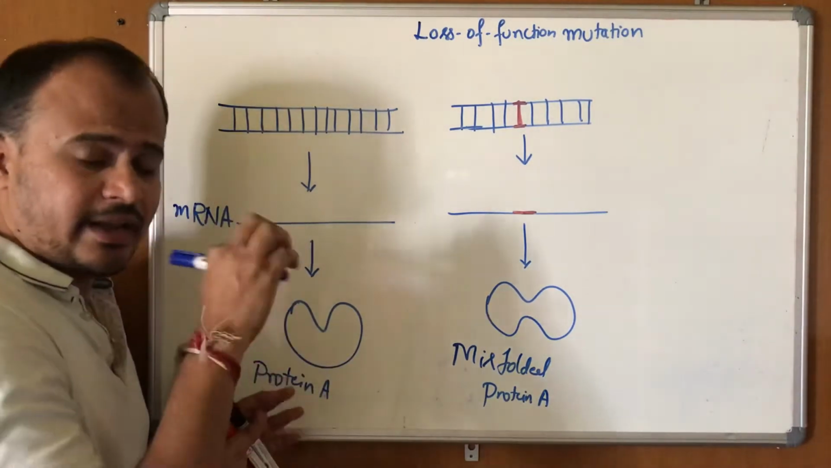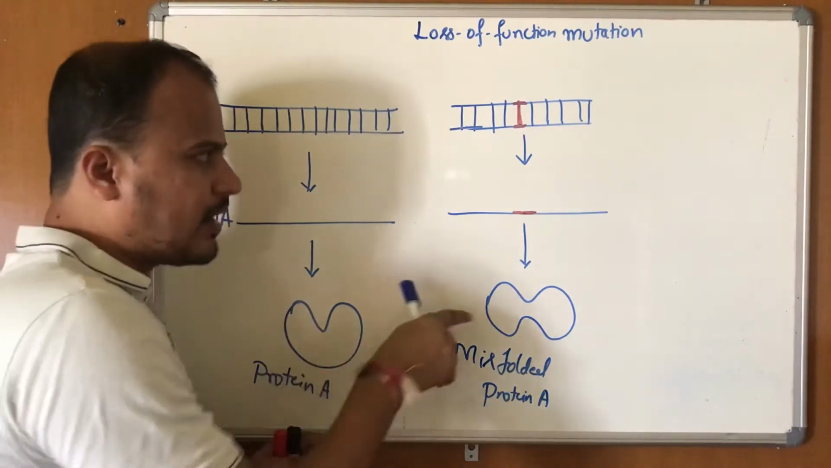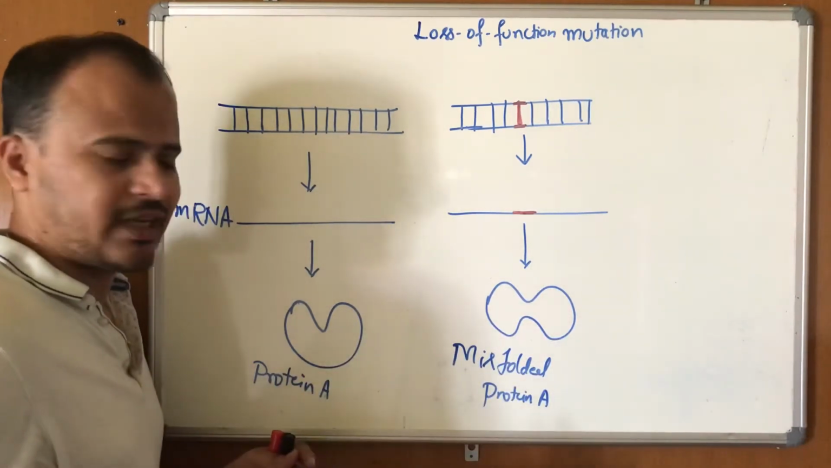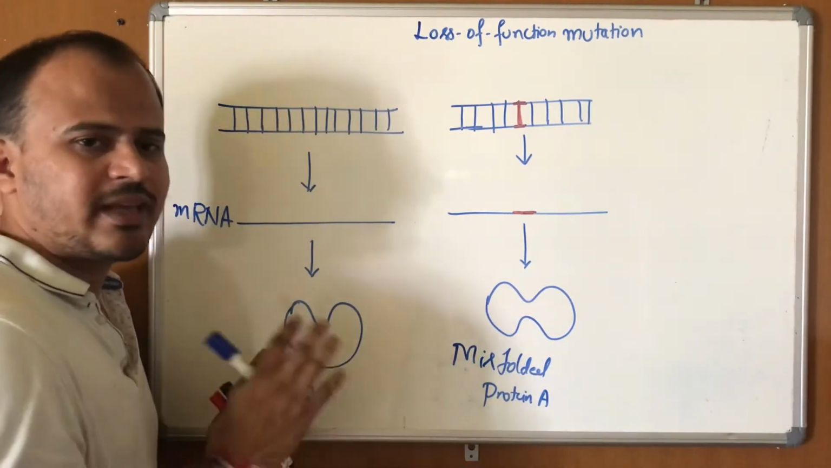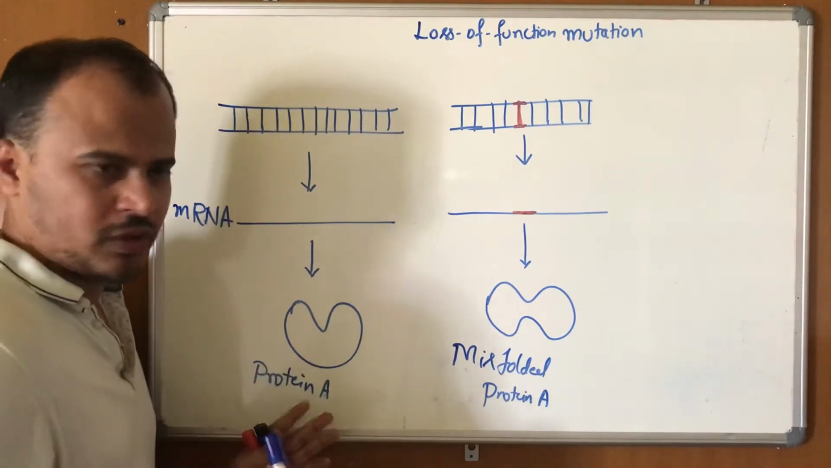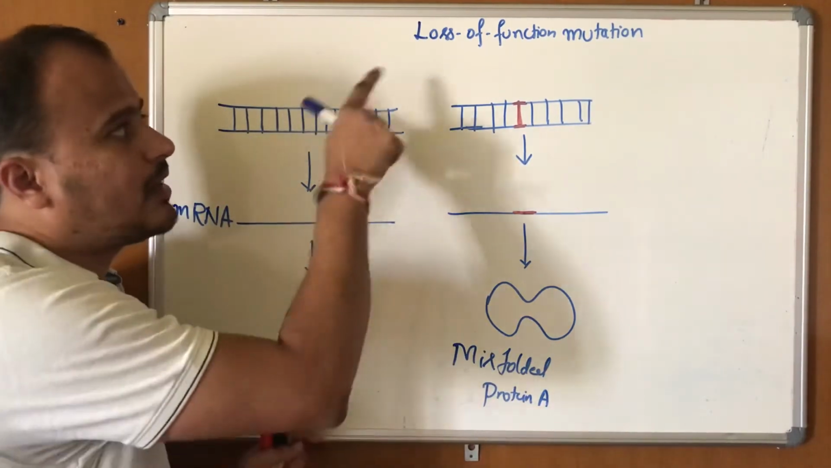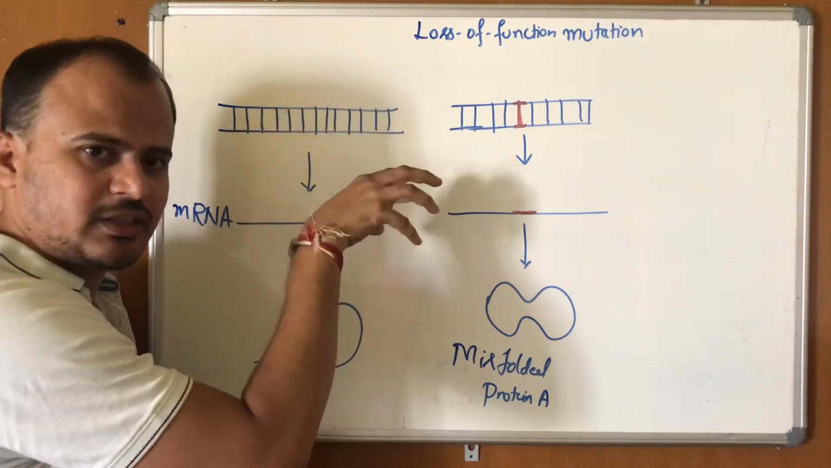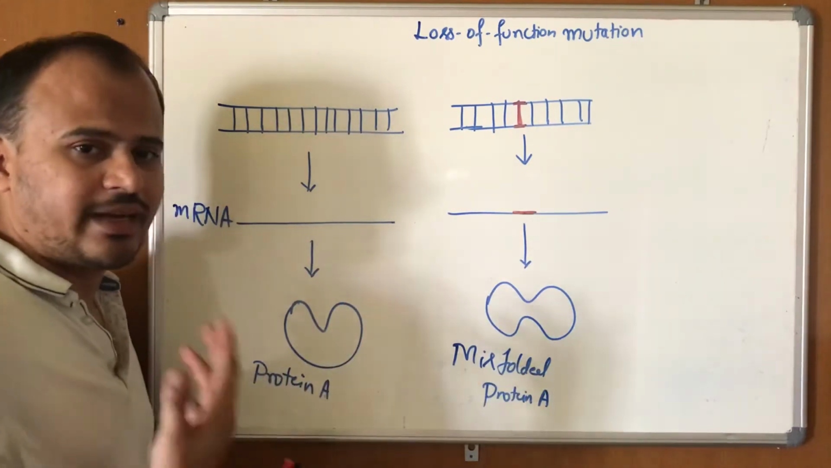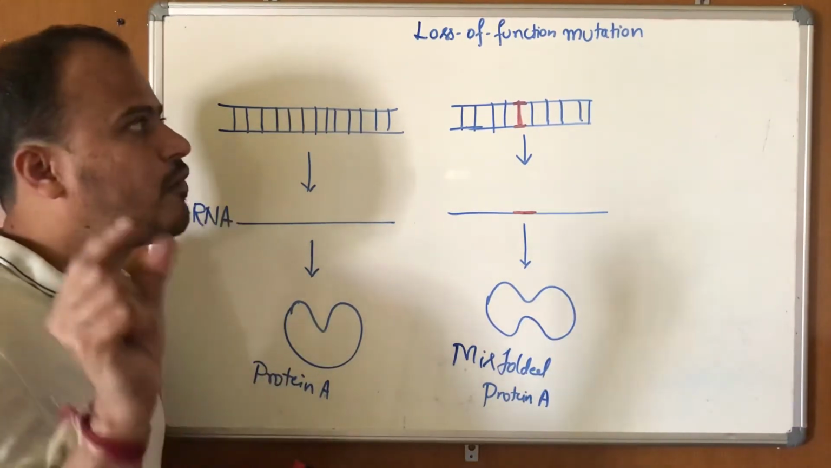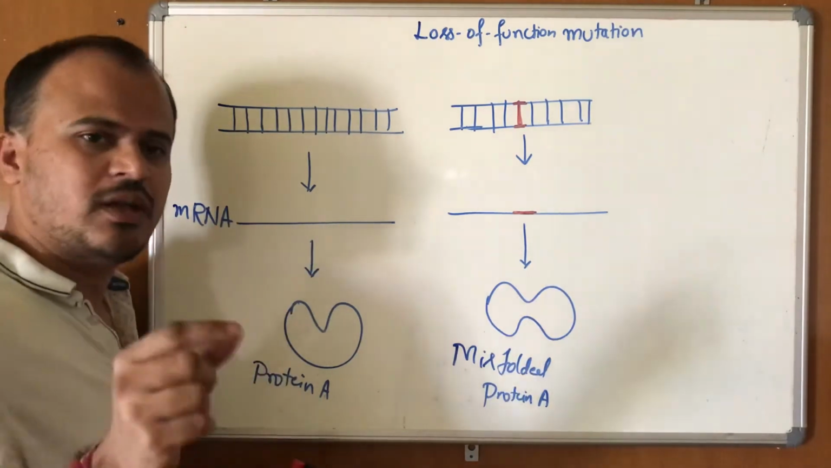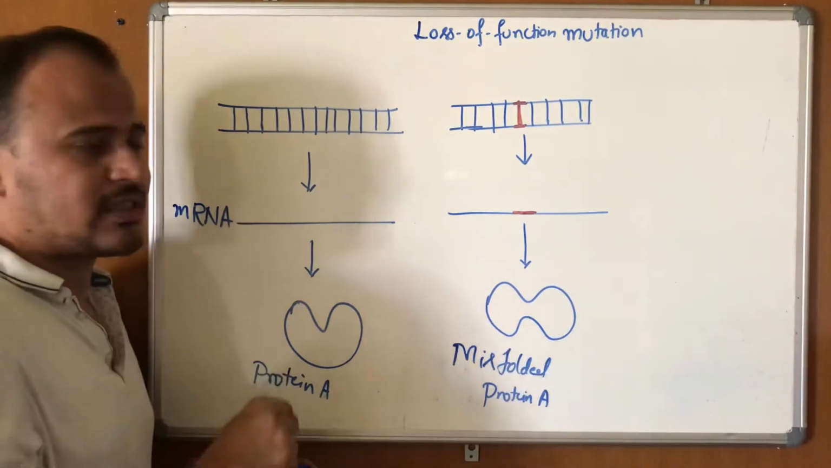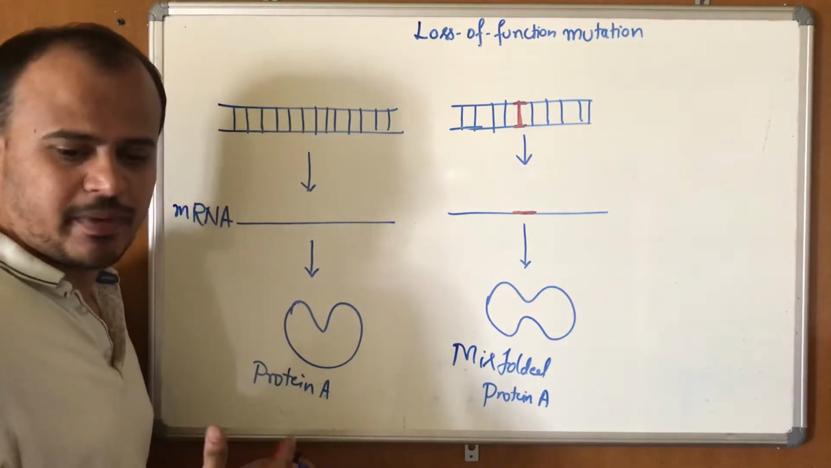This protein A has a specific function in the cell. Because of the insertion of the mutation, the conformation of the protein has been changed in such a way that this protein cannot perform its function anymore. So we call this a loss of function mutation. Because of the insertion of a mutation in the gene, the protein has lost its activity. That's why it is a loss of function mutation. So I can give you a simple, well-known example for loss of function mutation so that you can understand it in a better way.